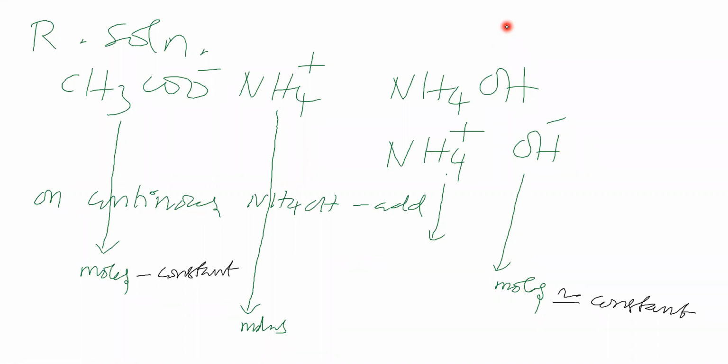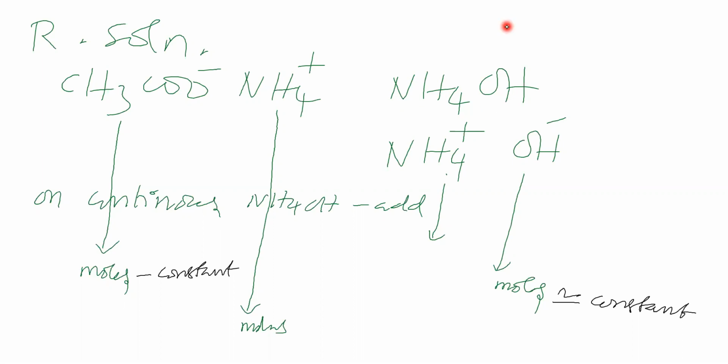Why is the change negligible? In what way will we add ammonium hydroxide solution from the burette? Drop by drop we will add. In the vessel, how much resultant solution will be there? Initially, 20 ml of solution you will take in order to keep the conductivity cell. So the change in concentration of ammonium hydroxide will be almost negligible. So the concentration is almost constant.